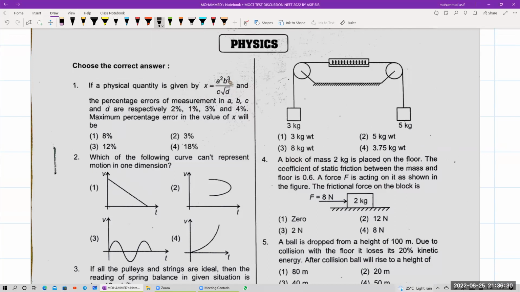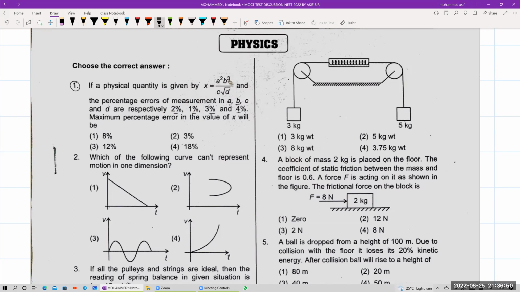First question देखो बेटा, यूनिट्स एंड डायमेंशन का है, आई होप आप लोग कर सकते हैं। Physical quantity is given by x is equals to a square b cube divided by c into root d. The percentage errors in the measurements of a, b, c and d are 2%, 1%, 3%, 4%. Maximum percentage error in the value of x will be equal to how much?